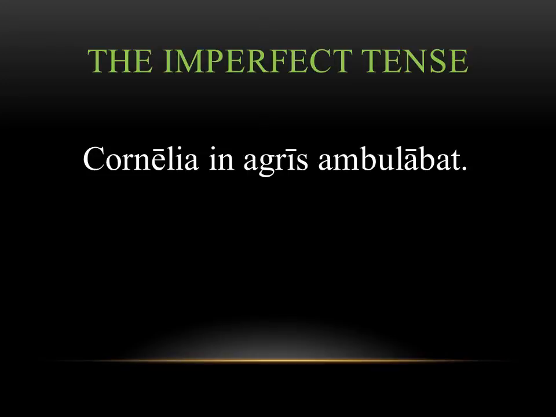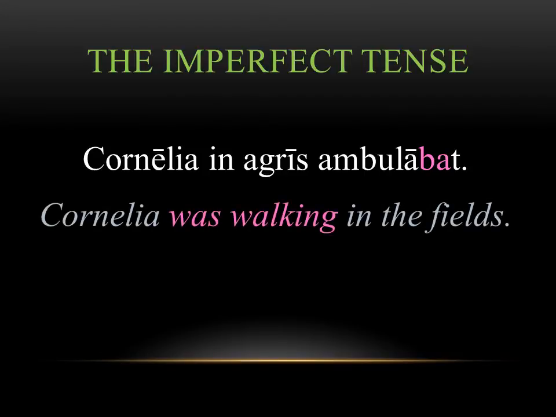So let's take a look at an example. Cornelia in agris ambulabat. Now you'll notice in this, we see that BA infix. Instead of ambulat, it's ambulabat. That BA has been snuck in there. So the way we translate this is Cornelia was walking in the fields. Instead of saying she is walking, it's the imperfect. So she was walking in the fields.